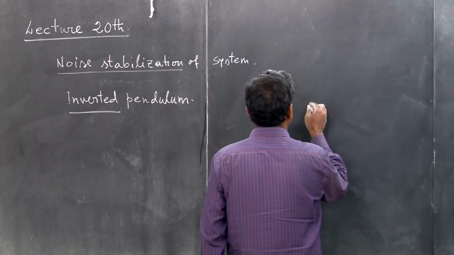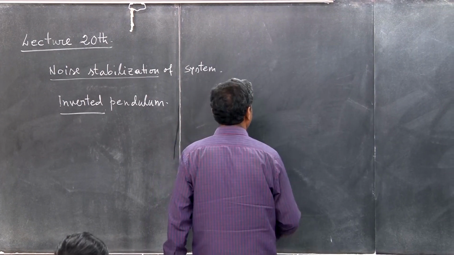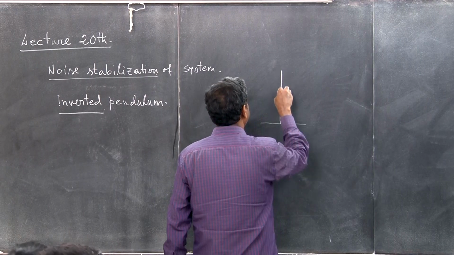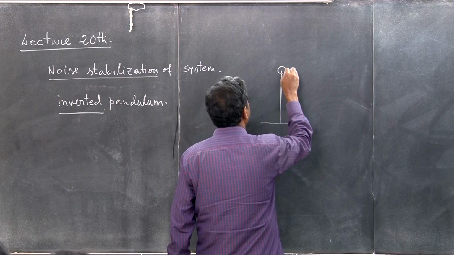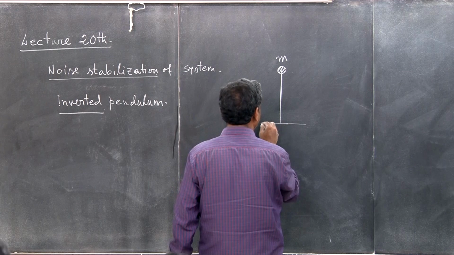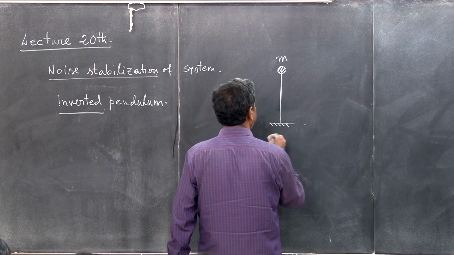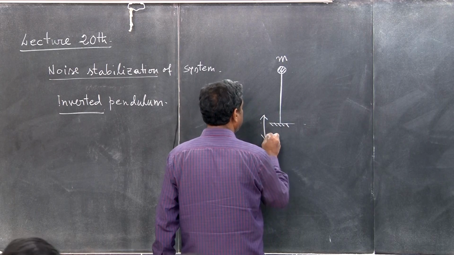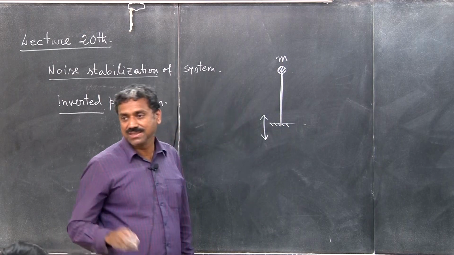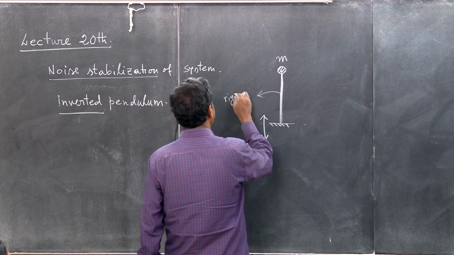So, in this example, just consider this is the base, a massless base, and then there is this rigid rod, and on top of that there is a mass m, right? And this base is subjected to some kind of vertical acceleration, right? For simplification, we are considering the rod to be rigid, and the mass is concentrated here.